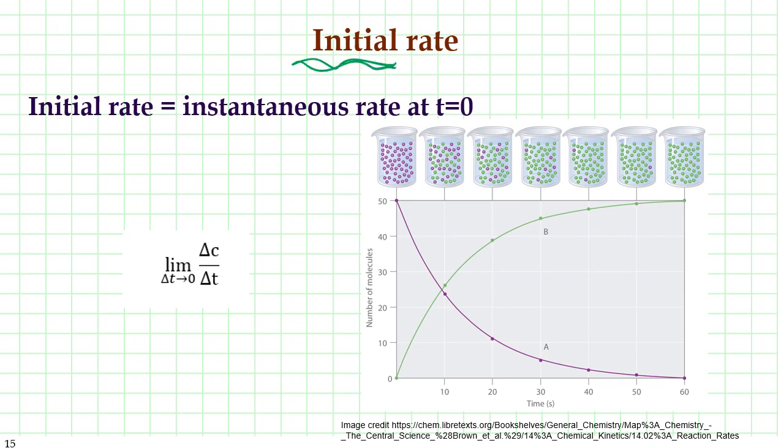Initial rate is similar to instantaneous rate. It's just instantaneous rate at time equals zero. So at the very beginning of the reaction, what is that initial rate? We could again do the limit, but way easier, draw a tangent. So we can draw a tangent right there at time equals zero. Oh, that's really bad. Pretend like that's a line, that's a tangent. And then we could calculate the slope of that line, and that would be our initial rate, which is instantaneous rate at time equals zero.